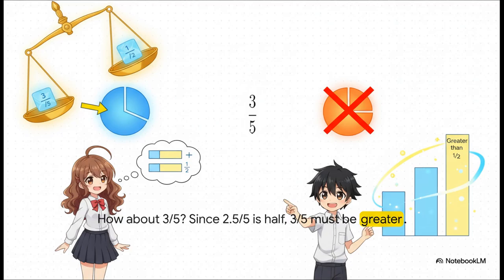Now for one that might make you pause for a second, 3/5. Let's think it through. What's half of 5? Well, it's 2.5, right? Our numerator is 3, and since 3 is bigger than 2.5, that means 3/5 has to be greater than 1/2. It goes in the third column. See how that reasoning just clicks?